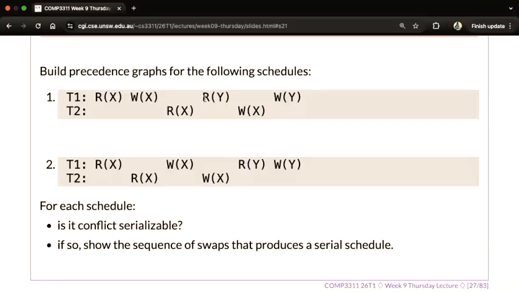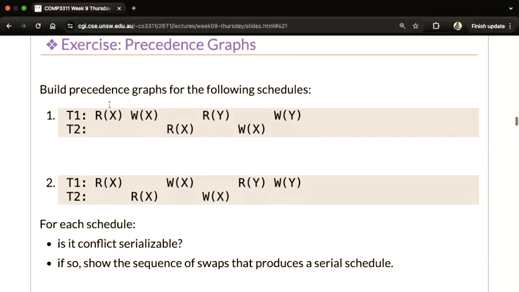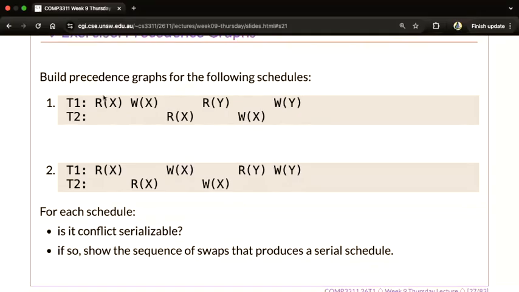So for instance, I'm just going to look at this example here. Read X in transaction 1 and read X in transaction 2, they're fine. They're both reading and they're not in conflict with each other, although they're from 2 different transactions and they're operating on the same data item. However, if you look at read X and write X from different transactions, then they're in conflict.